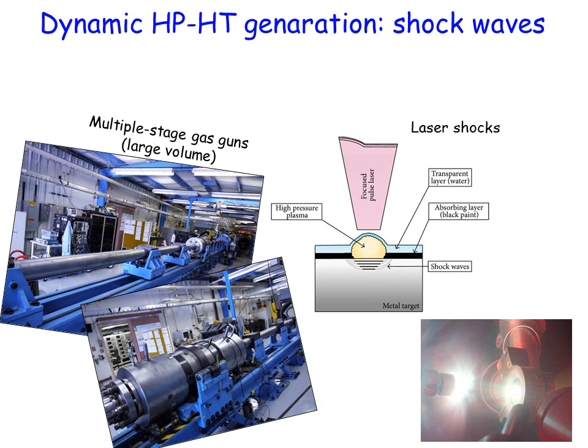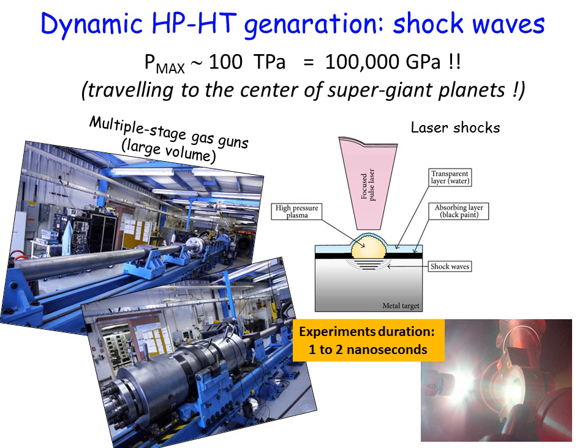So in all the cases these experiments are very short, and the duration is typically 1 to 2 nanoseconds, and this is the time that you have to make a measurement. In general, this type of research is used either in academic or military research, and the most fantastic result is that the maximum pressure you can reach using laser shocks is about the center of supergiant planets such as Jupiter. So it's about 100 terapascal.